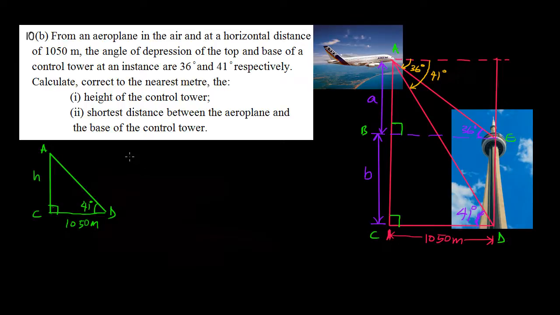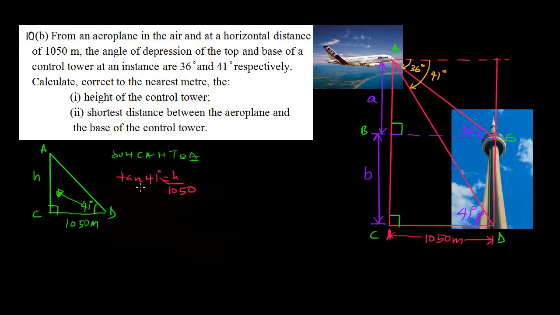To do that, we'll just use SOHCAHTOA. AD is the hypotenuse. Which side is the opposite? The opposite is the side facing our angle. This is the side facing our angle, H, so we have H as the opposite. It definitely means CD will be the adjacent. So we have the opposite side and the adjacent side. It means we'll use the tan. So tan 41 degrees is equal to the opposite, which is H, all over the adjacent, which is 1050.